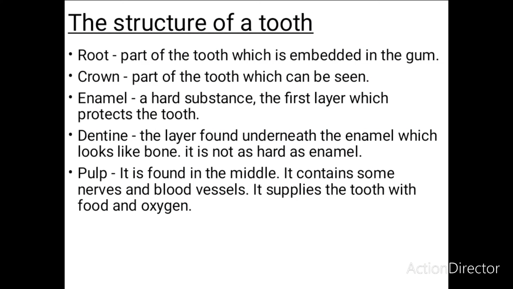The root is the part of the tooth which is embedded in the gum, and the crown is the part of the tooth which can be seen. And the enamel is a hard substance. It is the first layer which protects the tooth. The dentine is the layer that is found underneath the enamel, which looks like bone. It is not as hard as enamel. And the pulp is found in the middle. It contains some nerves and blood vessels. It supplies the tooth with food and oxygen.